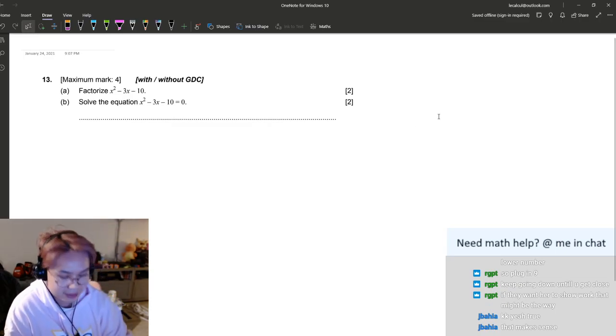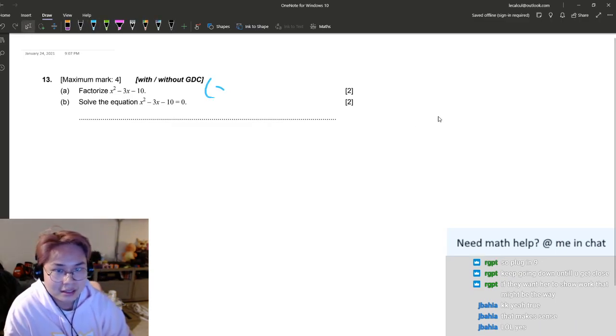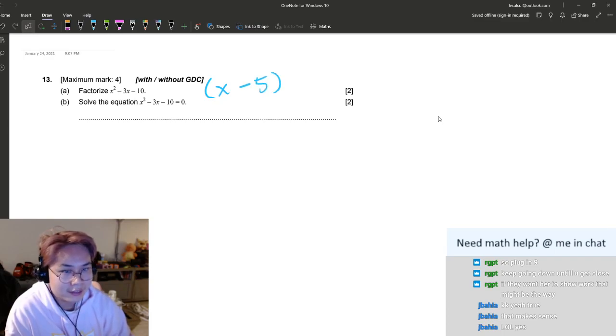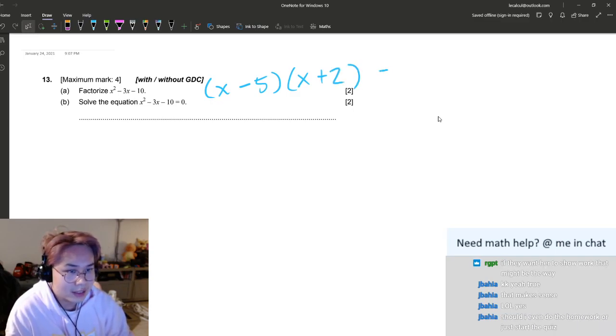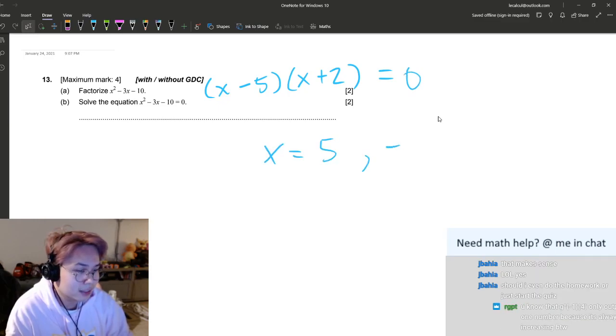Yeah. Okay, let's factorize this. Easy peasy. -5 and +2. Therefore, if we want to solve this equation equal to 0, then that means that it needs to be 5 or -2.